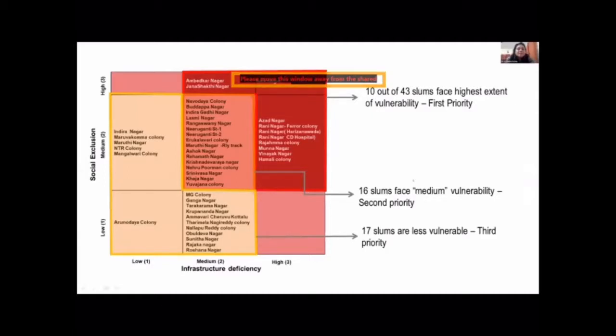So this is where we see that once you have a 2x2 matrix, you can identify which are the areas which require immediate attention and then start taking a more planned step-by-step approach. And the vulnerability matrix is a very simple tool, and we are happy to share it with you immediately after this call. Next slide.